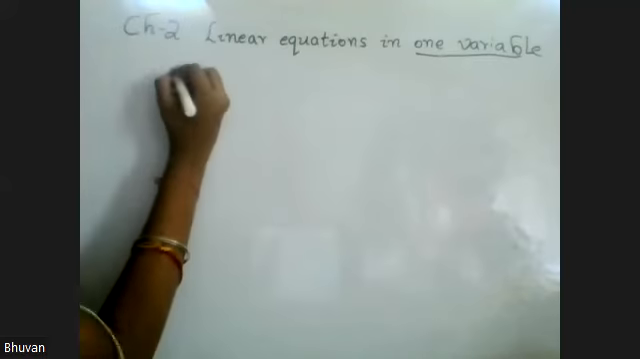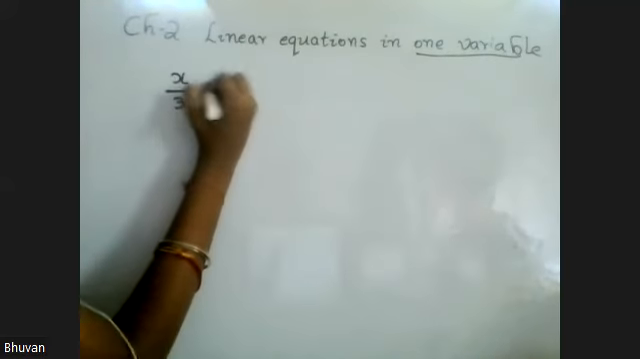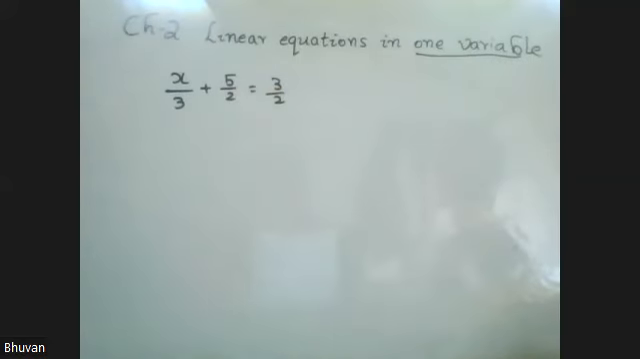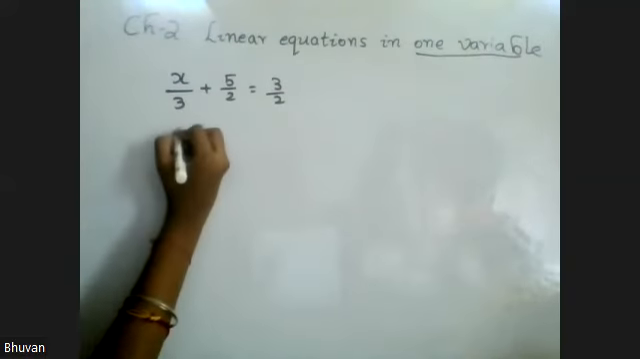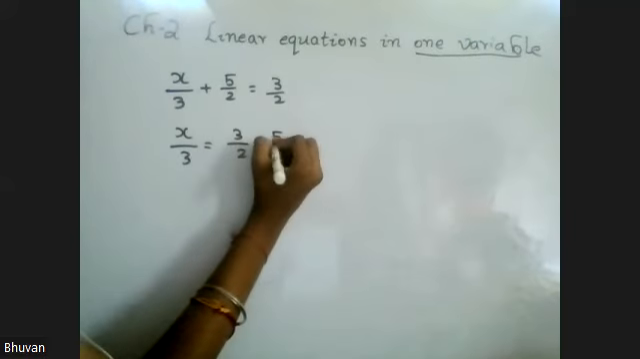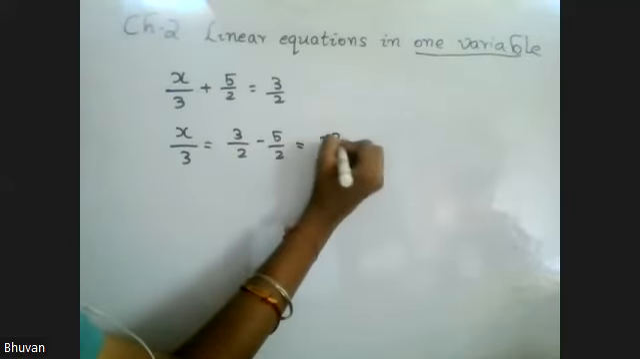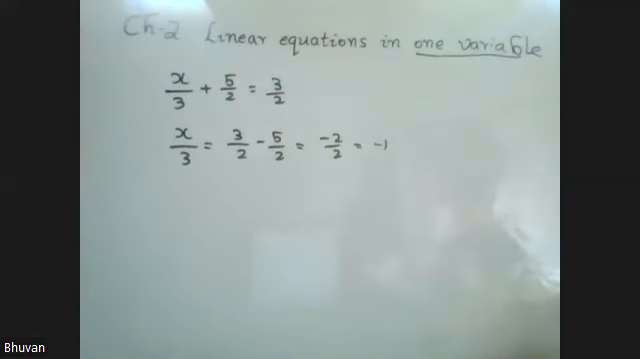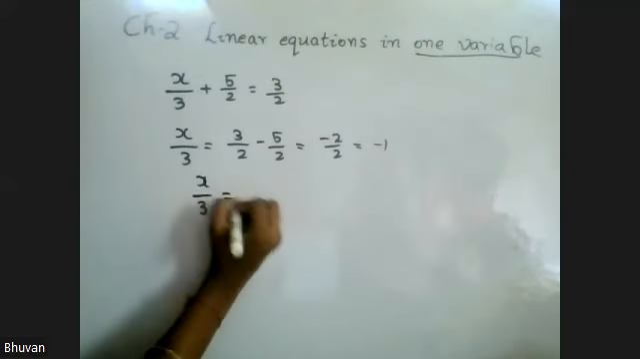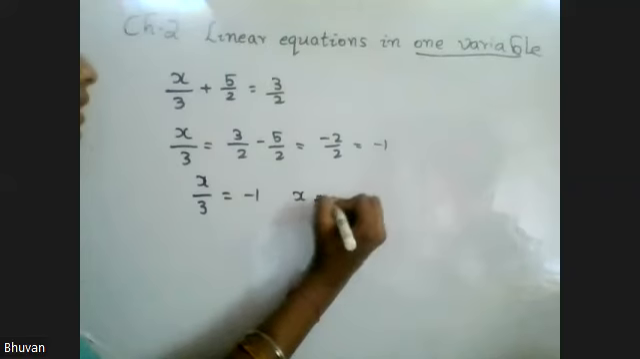The next question is x by 3 plus y by 2 is equal to 3 by 2. Okay, when this 5 by 2 moves to the right hand side, its sign changes. So x by 3 is equal to 3 by 2 minus 5 by 2. What is this, 3 minus 5? Minus 2 by 2, which is equal to minus 1. So now x by 3 is equal to minus 1, so x is equal to minus 3. That's all.